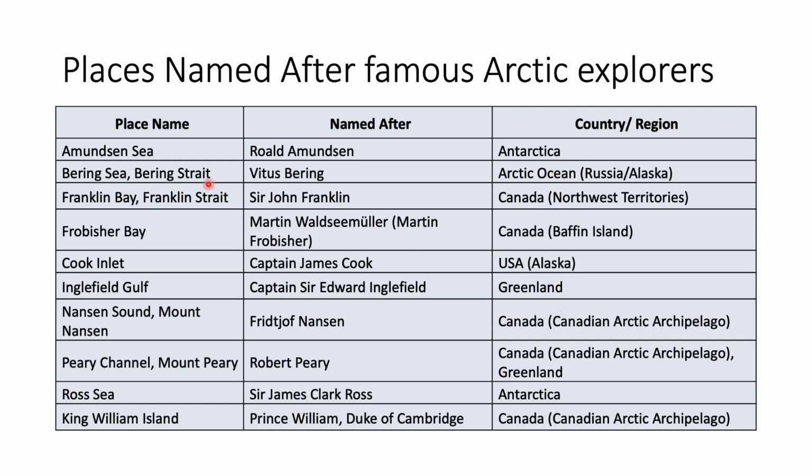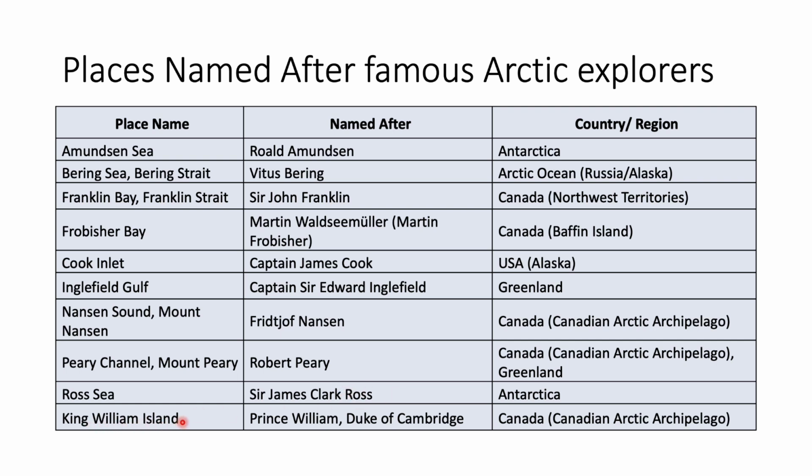Bering Sea and Bering Strait are named after Vitus Bering. Franklin Bay and Franklin Strait are named after Sir John Franklin. Frobisher Bay is named after Martin Frobisher. Cook Inlet is named after Captain James Cook. Inglefield Gulf is named after Captain Sir Edward Inglefield. Nansen Sound and Mount Nansen are named after Fridtjof Nansen. Peary Channel and Mount Peary are named after Robert Peary. Ross Sea is named after Sir James Clark Ross.